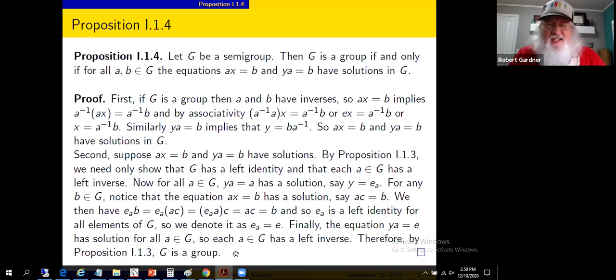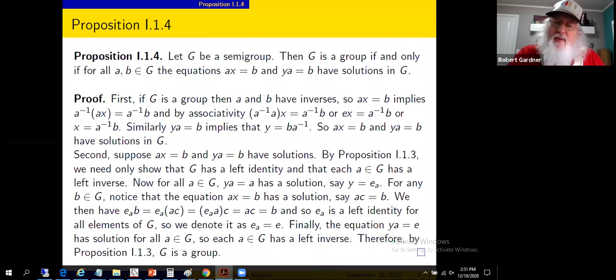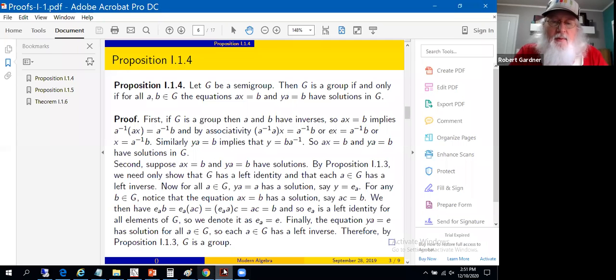So there's a little inspiration as to why you would want to use proposition 1.1.3. We only have to check things on the left. If both inverses and identities work, then in the semigroup setting, we got a group. Back to the notes.